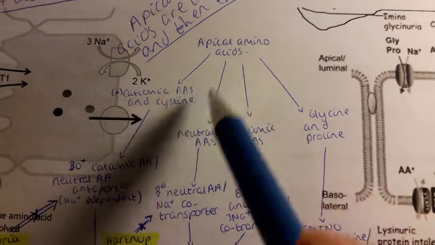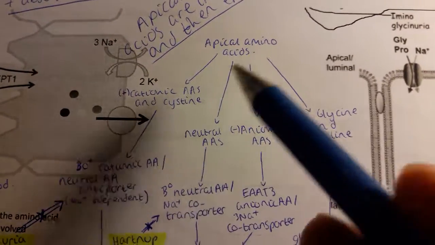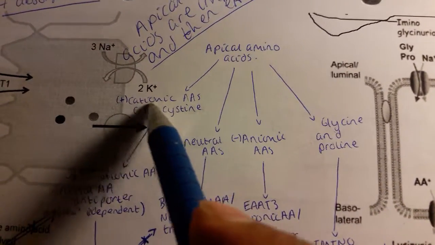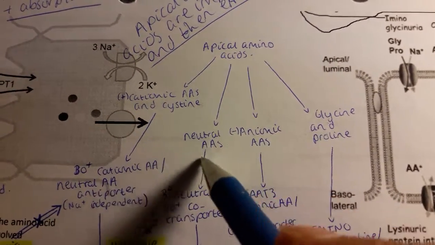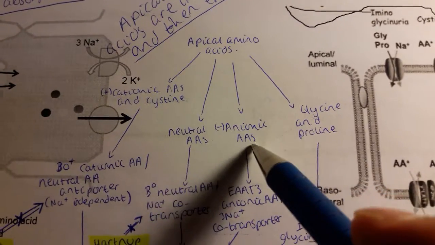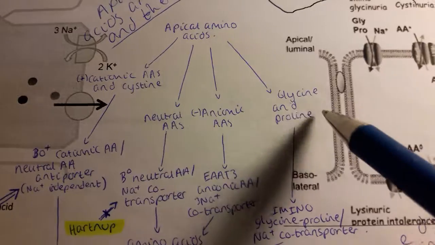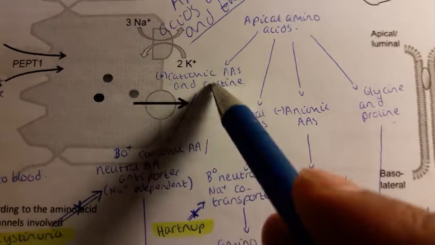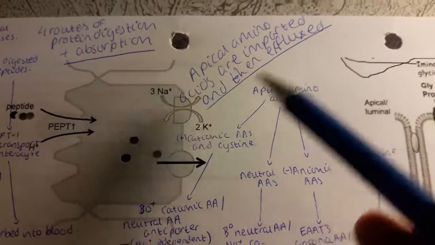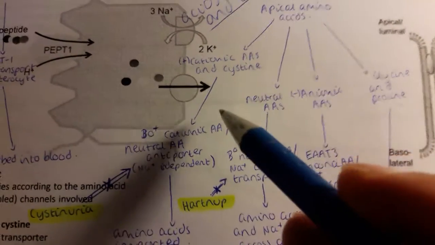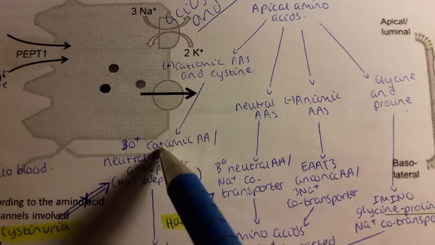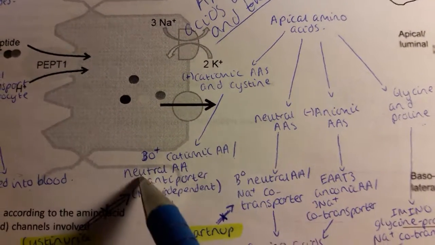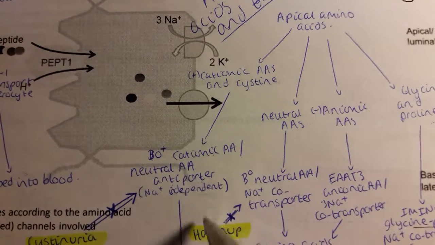So these amino acids, you can categorize them into four categories essentially: the cationic amino acids, which are positive, and cysteine; the neutral amino acids; the anionic amino acids, which are negative; and glycine and proline. So first, looking at the cationic amino acids and cysteine, how are they imported into the enterocyte from the lumen? Well, they're imported using a B0,+ cationic amino acid, neutral amino acid antiporter.